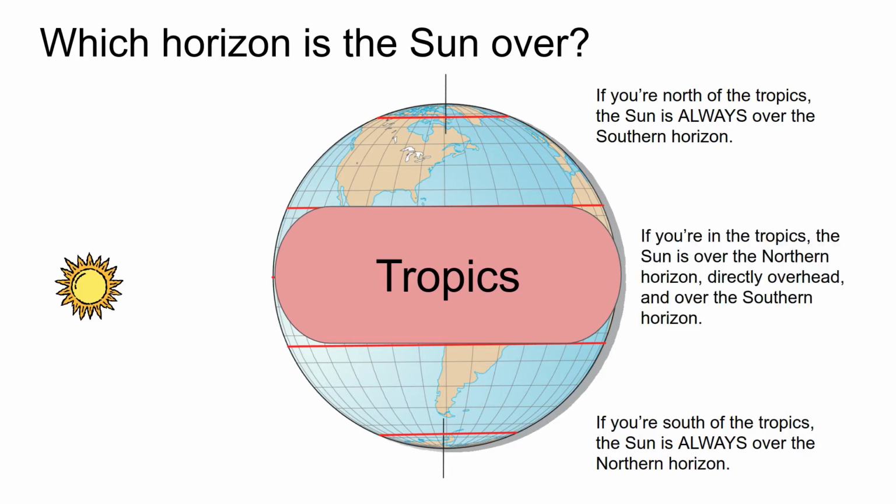But if you're in the tropics, depending on your latitude and the time of year, like if you're on the equator, 2 days a year, the sun's going to be directly overhead. Half the year, the sun is going to be over the northern horizon. And half the year, the sun's going to be over the southern horizon. So if you're in the tropics, the sun for part of the year is going to be overhead, part of the year at the northern horizon, part of the year at the southern horizon.